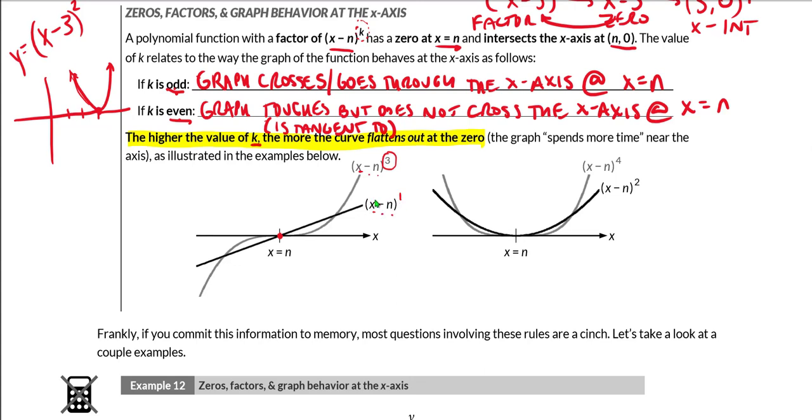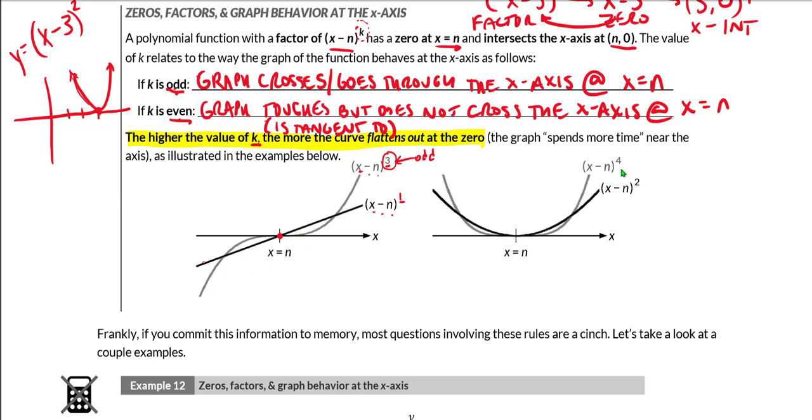X minus n to the first, you can see it almost just looks like a line here, and it goes straight through. But x minus n cubed, you notice that we come up, we flatten out. The curve is spending a lot of time near the x-axis, and then it goes up through. That is an odd exponent, so the curve is going to go through the axis at x equals n. But because this 3 is larger than this 1, because this k value is larger than this k value, the cubed factor is going to make the curve flatten out a lot more near the x-axis.